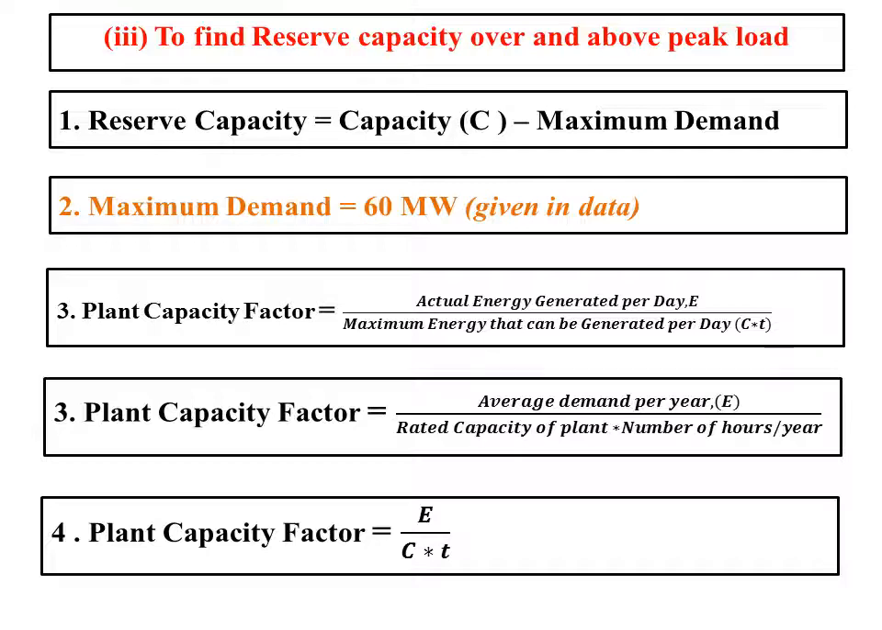Plant's capacity factor is a ratio of actual energy generated to the maximum energy that could have been generated per year. So plant's capacity factor is equal to E upon C into t, where capital E stands for actual energy generated, which we just calculated on the previous slide, capital C is plant's capacity, while small t represents total number of hours per year.